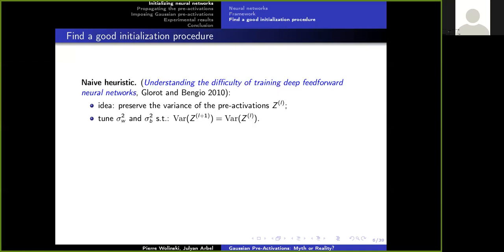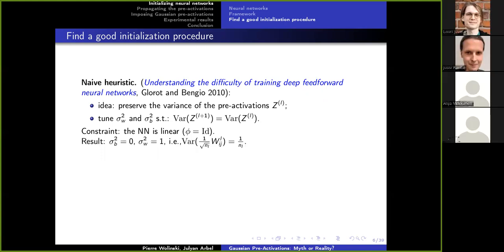The first, naive heuristic, presented by Glorot and Bengio, is to preserve the variance of the preactivations. In order to preserve the variance of the preactivations, in a very specific case, the neural network is assumed to be linear, but that's a first heuristic. And as a result, in order to keep the variance constant, we may want to have a variance for the biases of 0 and a variance for the weights of 1.